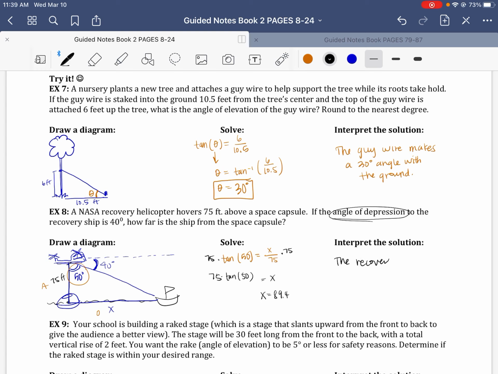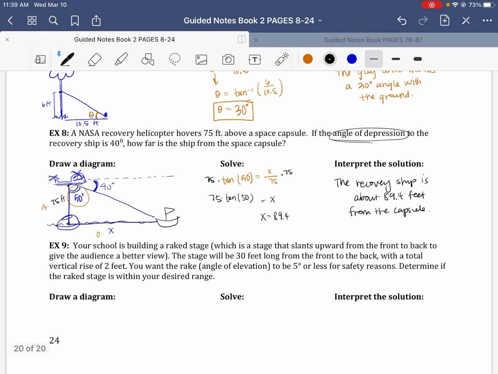So this means that the recovery ship is about 89.4 feet from the capsule. Okay, let's do one more.